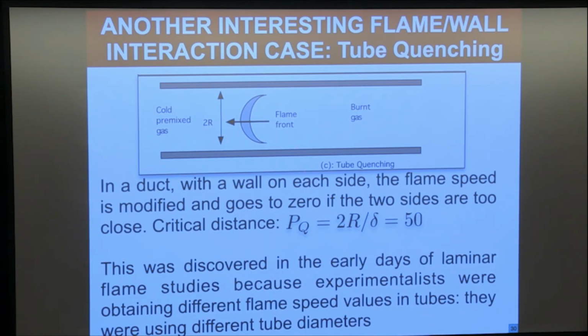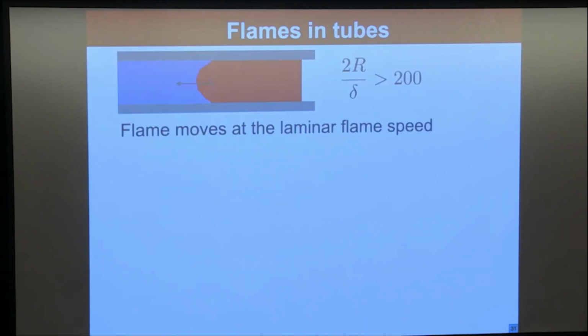Typically, the tube quenching diameter, 2R, is like 50 times delta. Delta, you remember, is like a few tenths of microns, so 50 times that is like 0.5 to 1 millimeter or something like this. So if the tube is less than 0.5 millimeter, you cannot have a flame go through it. So you might say, hey, why is it telling us that this is important? This is actually very important.